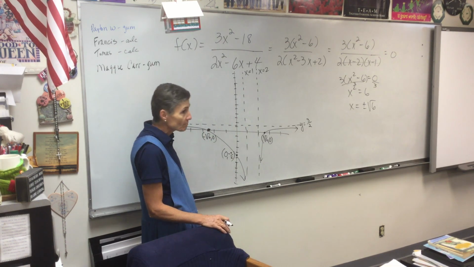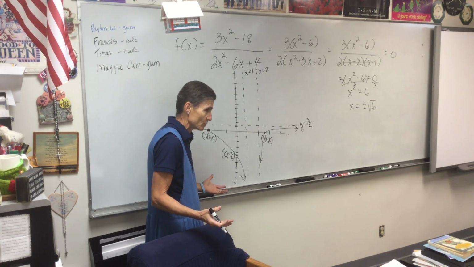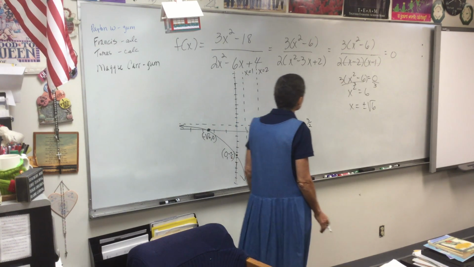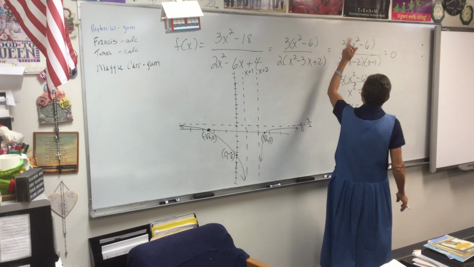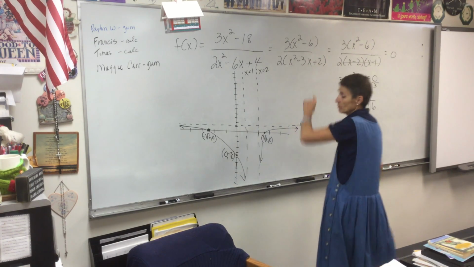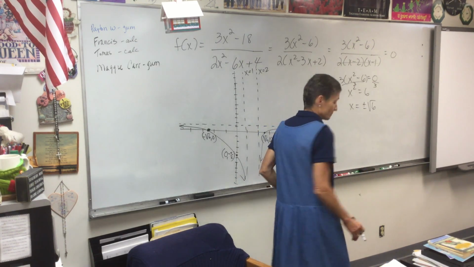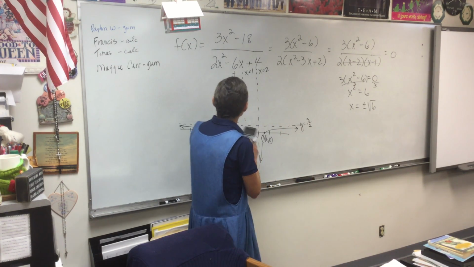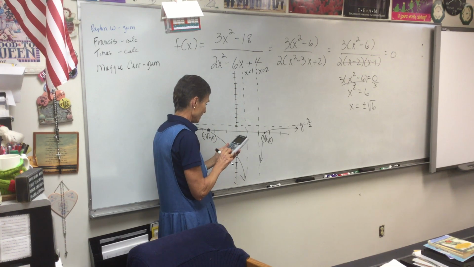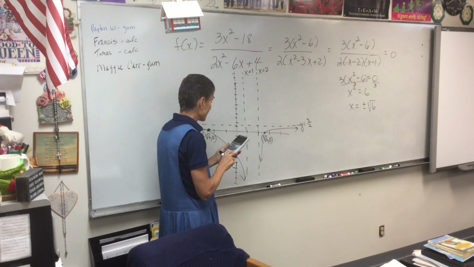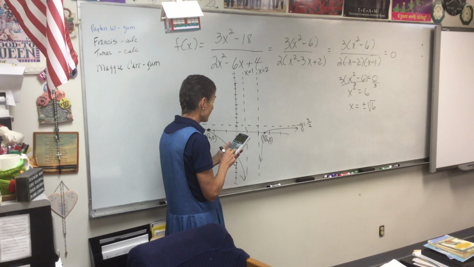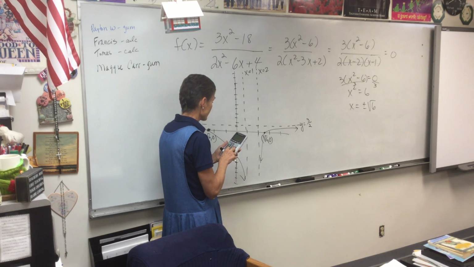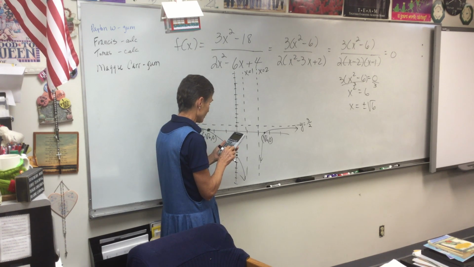So, you've got asymptotes at 1 and 2. 1.5. Now, does it have to be 1.5? No, but that's a logical one to try, right? 1.5. And let's see. Well, let's get our calculators out. It doesn't really matter where I plug it in. It doesn't matter where I plug it in, Sarah, this time, because nothing canceled. As long as nothing cancels, plug stuff in wherever you want.